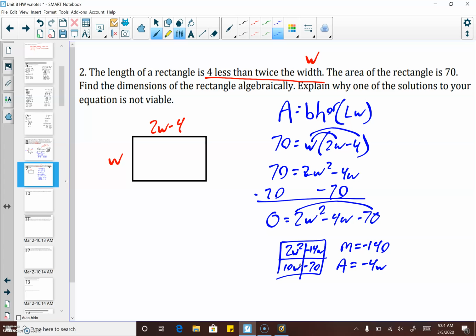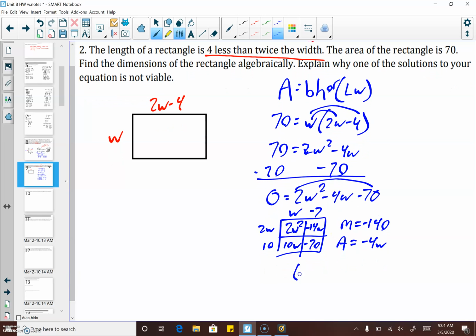So we're going to GCF the first row. We get 2w. 2w times w is 2w squared. 2w times negative 7 is negative 14w. w times 10 is going to be 10w. And then we end up with 10 times negative 7 is negative 70.